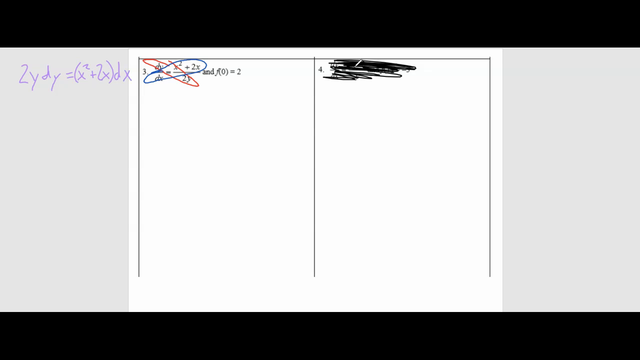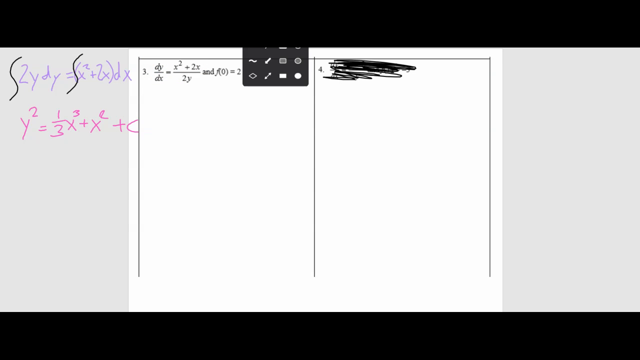Now I'm ready to integrate because I have my y's next to my dy, my x's next to my dx. So integrate both sides. Antiderivative of 2y is just y squared. Remember, I'm going to just keep my constant of integration. I'm going to only put that on the right-hand side with my x's. The antiderivative of the right-hand side would be 1/3 x cubed plus x squared plus c. So this equation right here would be considered the general solution to the differential equation up above.